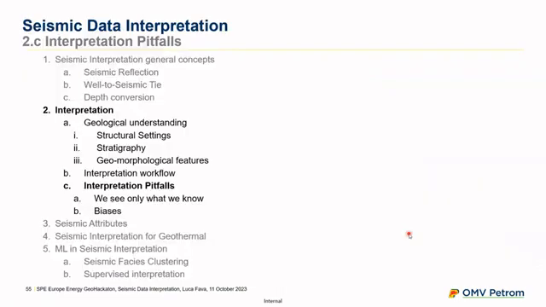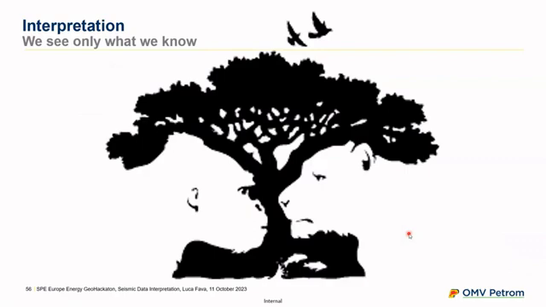Now, talking about interpretation pitfalls, I guess by now you got the point. You need to know what you're picking before you pick it. So you need to know what you want to see. Otherwise, you're not going to see it. You see only what you know. Okay, that's a very important concept. You need to have a geological model in your mind before you do the picking. Otherwise, it's really tough.